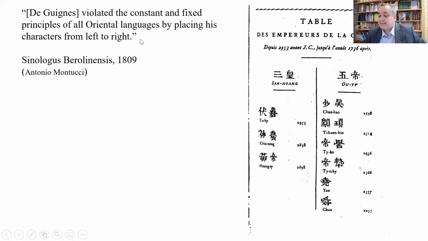So he criticizes him for arranging Chinese characters in this manner because Montucci thinks that this is not something permissible. This is not something you would do. And because of this, Montucci also thought that De Guignes was probably not capable of compiling a Chinese-French dictionary, which he was entrusted to do by Napoleon. So this was a big deal, obviously, for De Guignes.